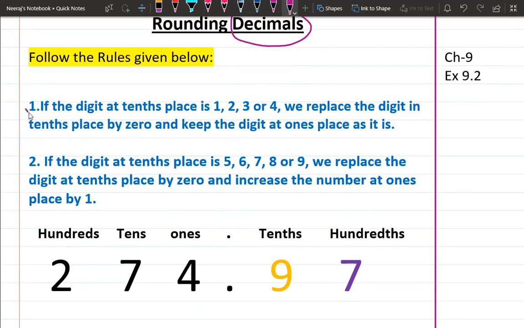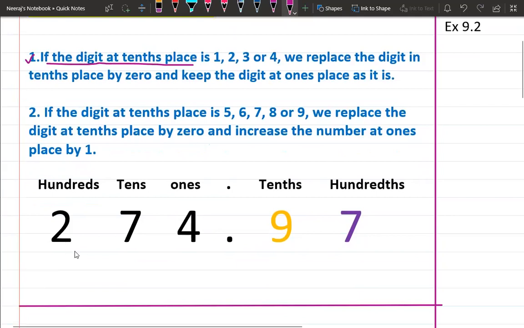There are two rules to round decimal numbers. What you have to see is the digit at the tenth place. Firstly, we have to understand what the tenth place, hundredth place, and thousandth place are, which we have already learned in decimal numbers. So let's have a look at the number 274.97. You know that each digit has its own place.